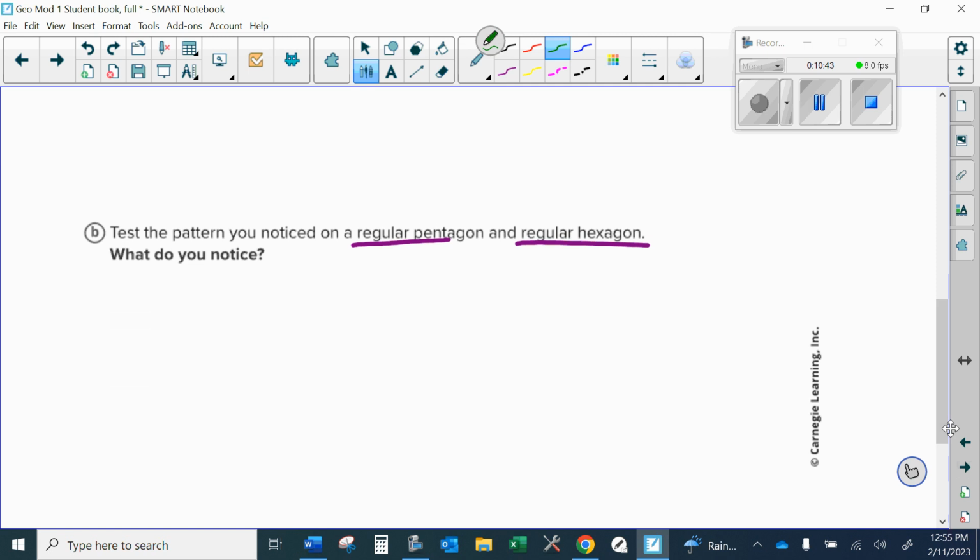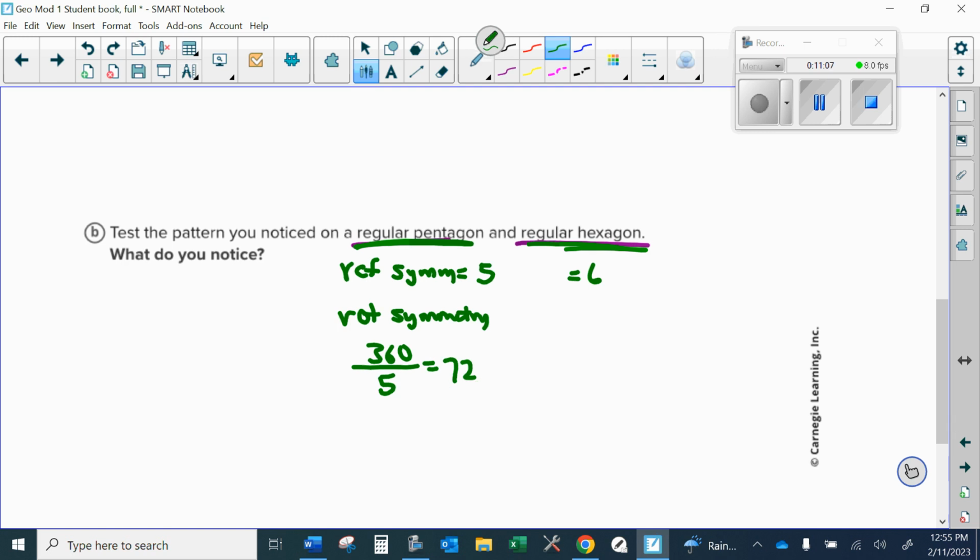Test the pattern you notice on a regular pentagon. I've already told you, in a regular hexagon. Reflectional symmetry, same number. So pentagon has 5, hexagon 6. Rotational symmetry, remember I do 360 divided by the number of sides, 5. That's 72 degrees, every 72 degrees.